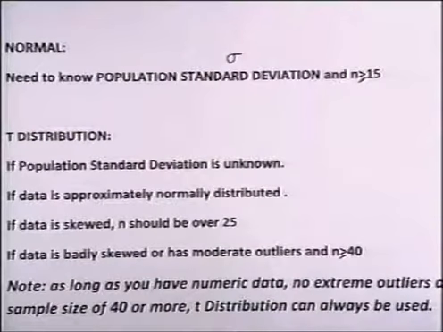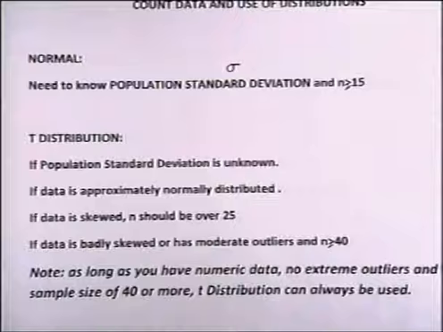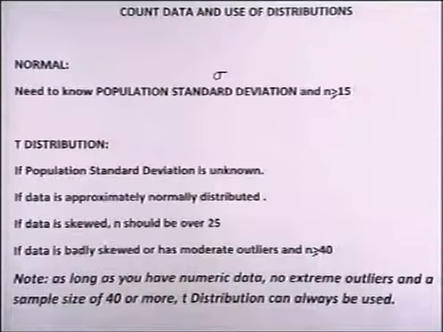If the data is badly skewed or has moderate outliers, in other words, your data is poor, you've got to get to a sample size of 40 or more. This is extremely important, that 40 number. I put it in there, noted in italics. As long as you have numeric data, no extreme outliers, and a sample size of 40 or more, the t-distribution can always be used. I don't care about the underlying distribution. We can use t if we don't have extreme outliers.